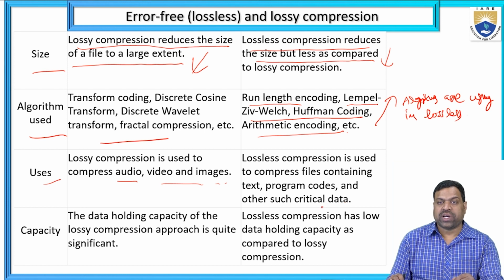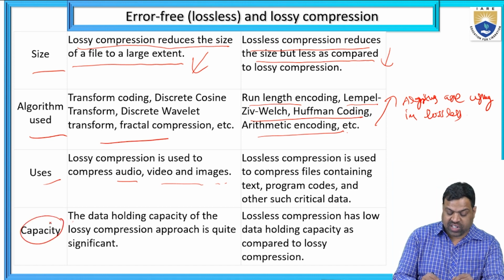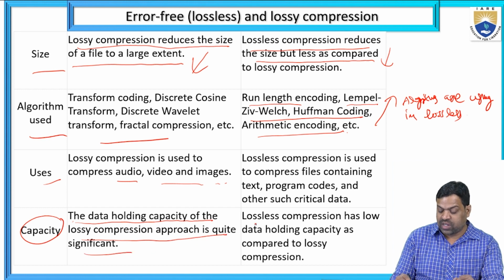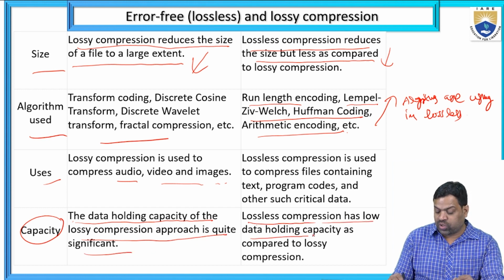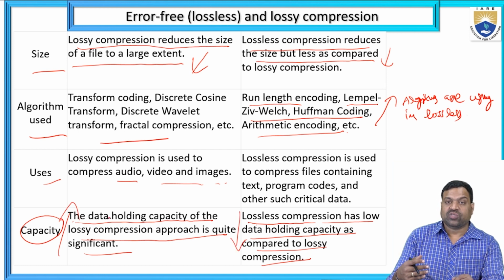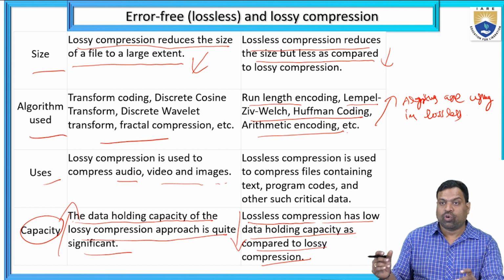And what about the capacity? The data holding capacity of the lossy compression approach is quite significant. But lossless compression has low data holding capacity as compared to lossy compression. Maybe the capacity is high here, and here the capacity is low. Why? Because the data loss will be there in lossy, so the capacity will be increasing.